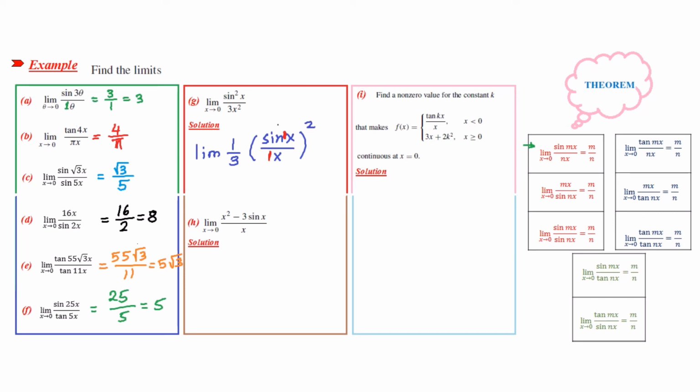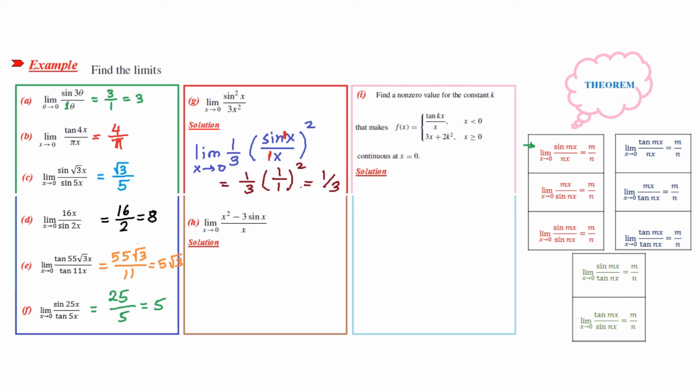So when x goes to 0, it will be 1 over 3 multiplied by this theorem, sine mx over nx equals m over n. This equals 1 over 1, and you have square. So 1 divided by 1 equals 1, square equals 1, multiplied by 1 over 3 equals 1 over 3, and 1 over 3 is the final answer of part G.